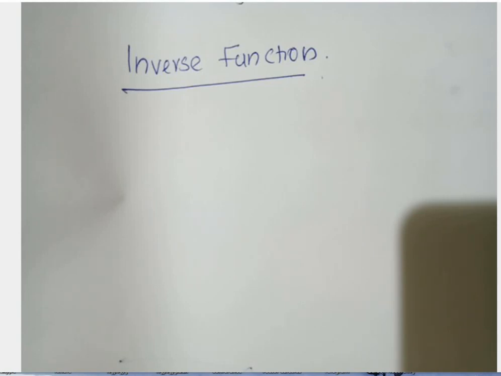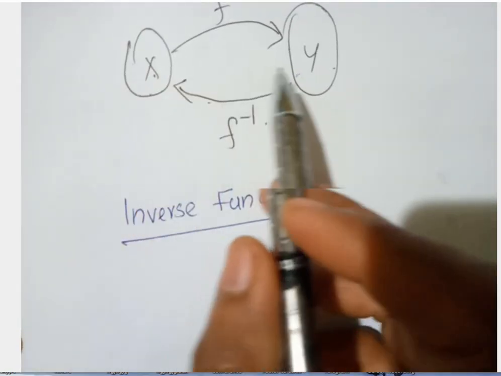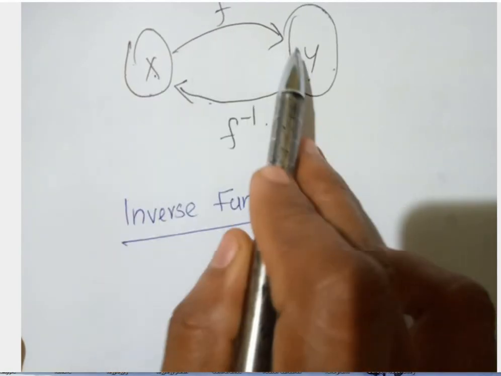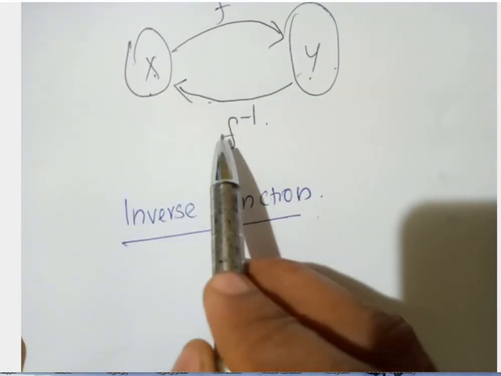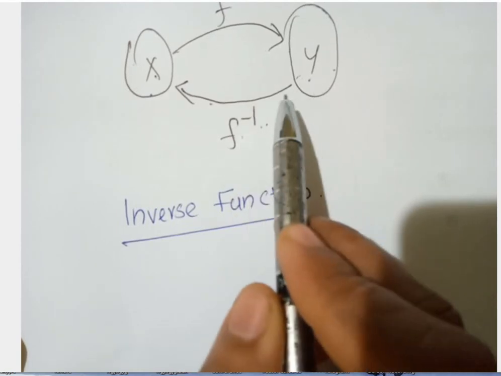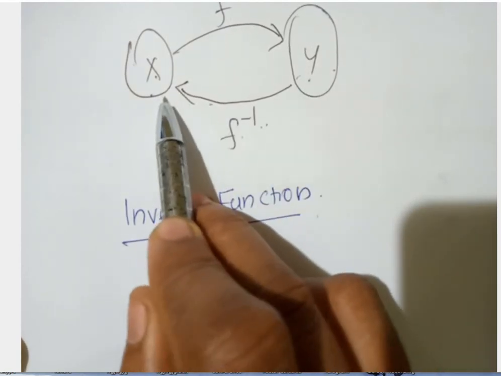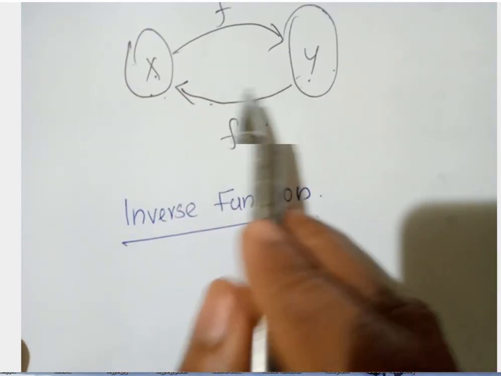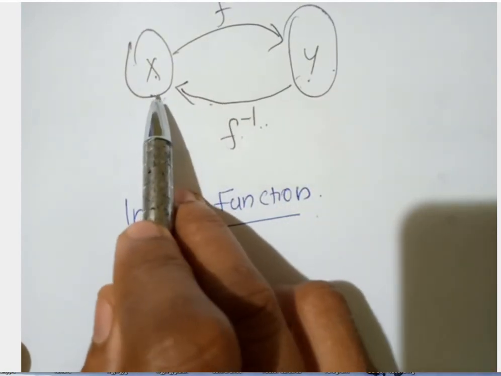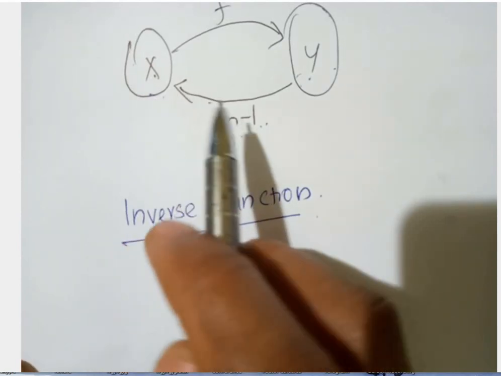Actually, what is an inverse function? It is a function that reverses another function. From the word meaning itself, we can say that it's a function that reverses another function, right? So if x is a domain and y is a codomain, and f is a function from x to y, then the inverse function, which is denoted by f inverse, is a function that reverses this function, a function from y to x.